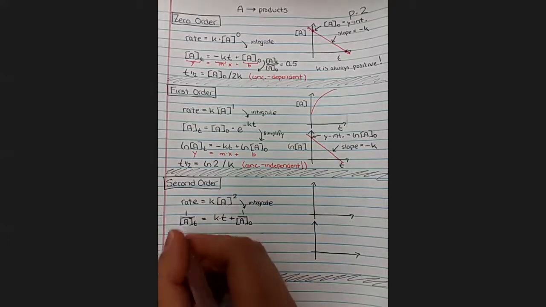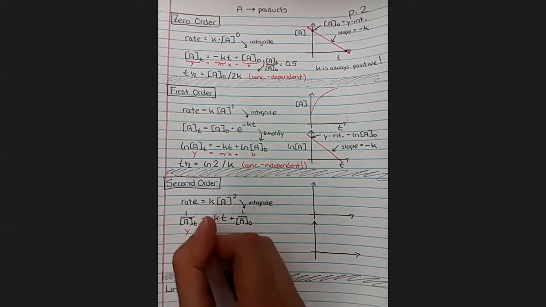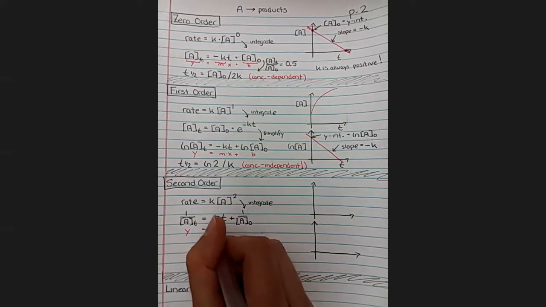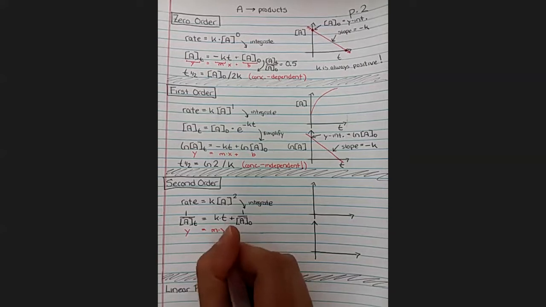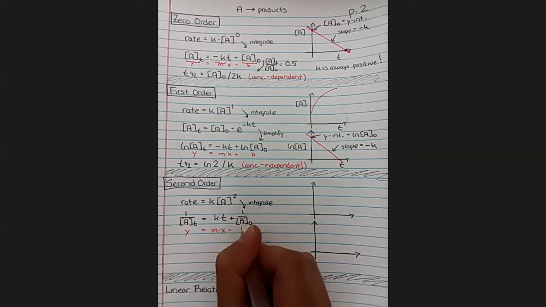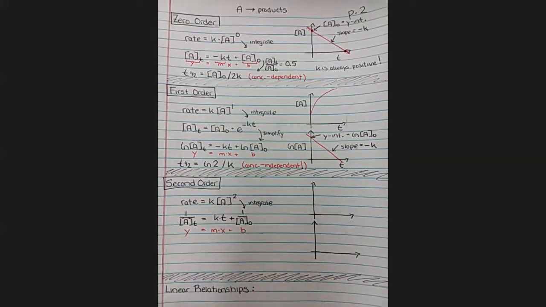It's kind of clunky looking, but it is in the form of a linear expression, so we will accept it. The 1 over [A] is going to be our y. There's going to be a positive slope on the line this time. t is going to be x again, and then here's our y-intercept.